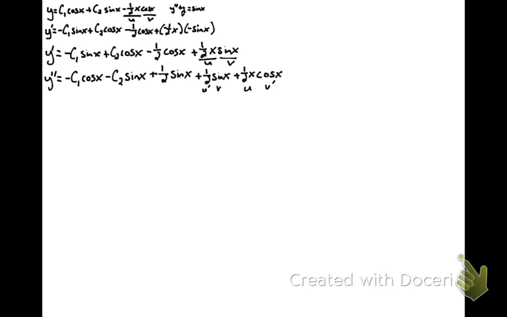Now when I add y and y double prime, c1 cosine x and negative c1 cosine x cancel out. c2 sine x and negative c2 sine x cancel out. I can see that negative 1/2 x cosine x and 1/2 x cosine x will also cancel out. So the only two terms I would have left are these two, and their sum is sine of x. So we've shown that y double prime plus y equals sine of x.